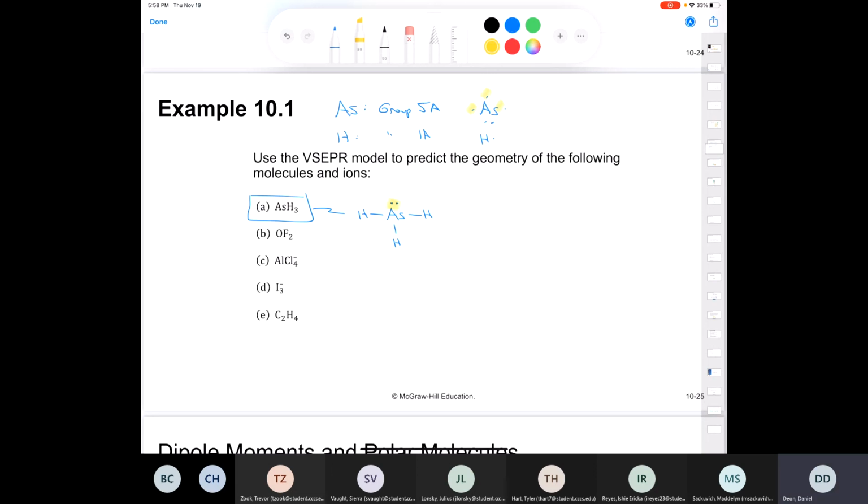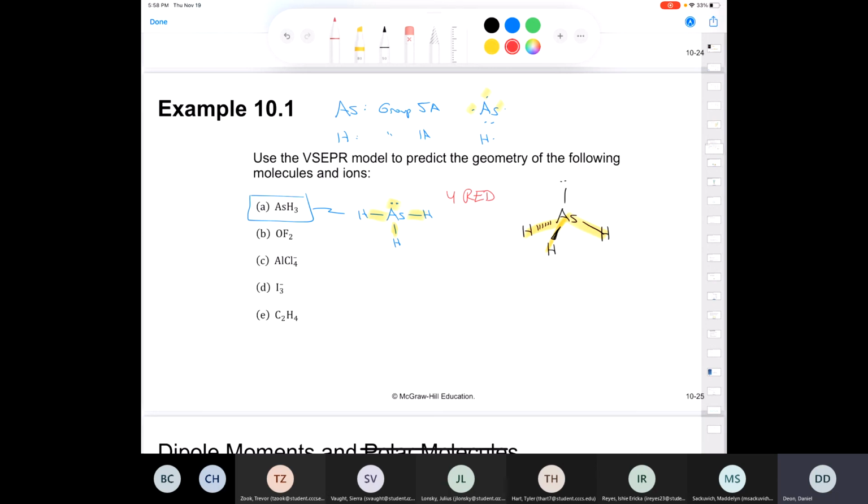The lone pair is a RED, a region of electron density, and all 3 of these bonds are regions of electron density. So I've got a total of 4 regions of electron density. When I've got 4 regions of electron density, no matter what, my electron geometry is going to be tetrahedral. What does that mean? That means that my arsenic is going to have 1, 2, 3, 4 things bonded to it. Got the 3 hydrogens, and it's going to have the lone pair. That's my electron geometry. But remember, my molecular geometry only considers the bonds.